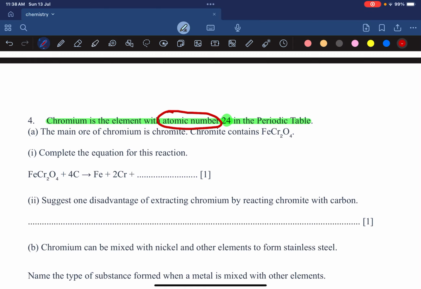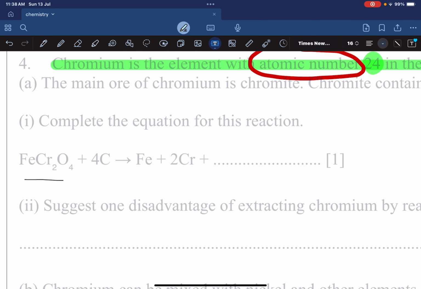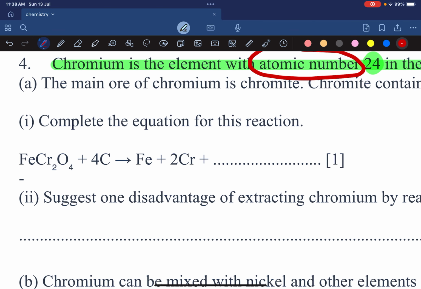The main ore of chromium is chromite. Chromite contains FeCr2O4. Complete the equation for this reaction. Okay, so this is our chromite ore. We added carbon to it. We formed Fe. We formed Cr. So what is left? I guess only carbon and oxygen are left, and we're given one blank, so we're going to form carbon dioxide. We just have to balance it out.